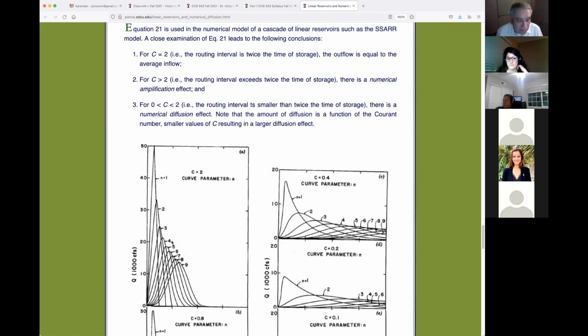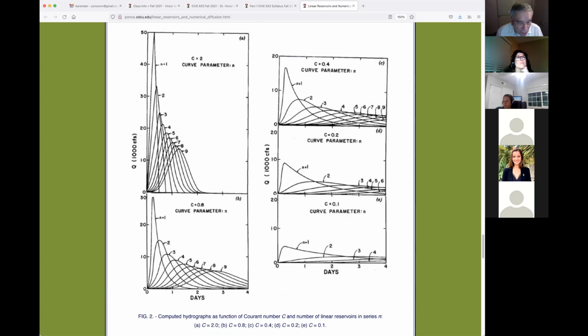Then all the others are modified according to the number of reservoirs. Then C equal to 0.8, you get more diffusion. C equal to 0.4, you get more diffusion, then 0.2, and 0.1. So this is the typical range for running this thing. For C equal to 2, there is hardly any diffusion, if at all. For C equal to 0.1, there is a lot of diffusion. And for 0.8, there's a lot of flexibility in here to pick and choose any translation and any diffusion that you wish.